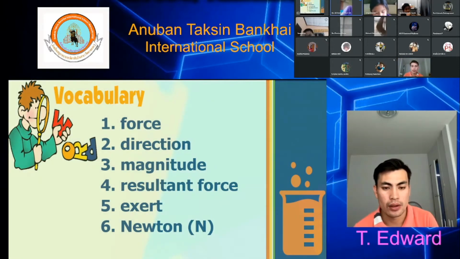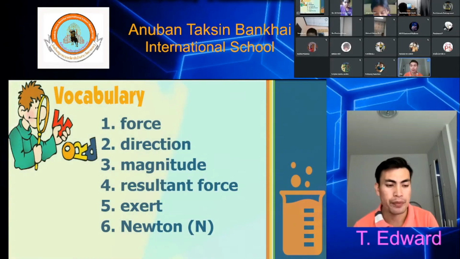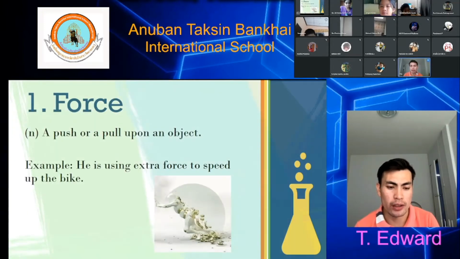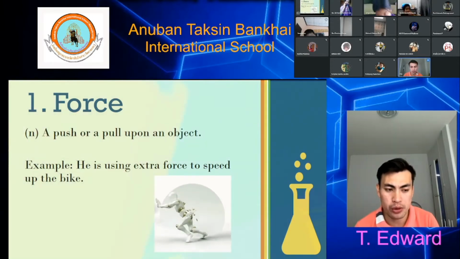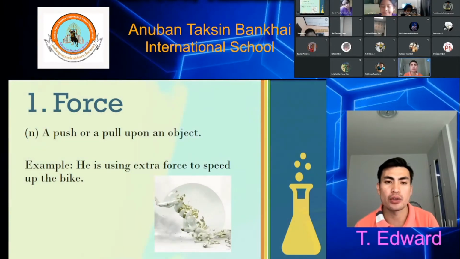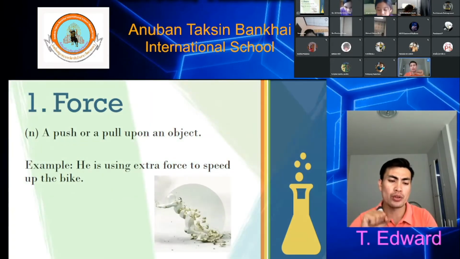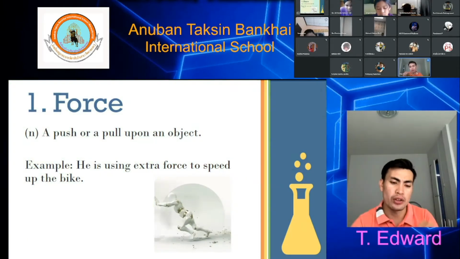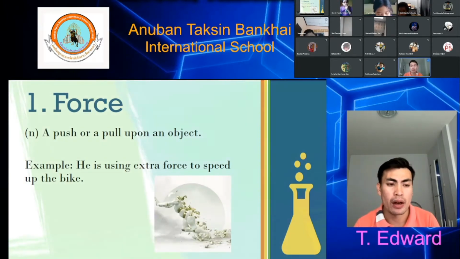Okay, so thank you for copying all the words. Make sure that you copy all of them so that you can have bonus points later on our crossword puzzle. Number 1, force. Here, force is a push or a pull upon an object. Example, he is using extra force to speed up the bike. So the more you use force in your bike, the faster you will get. So that is an example of force.